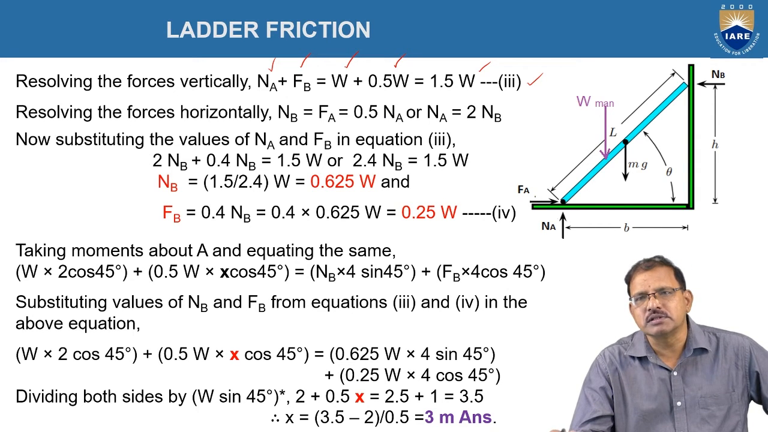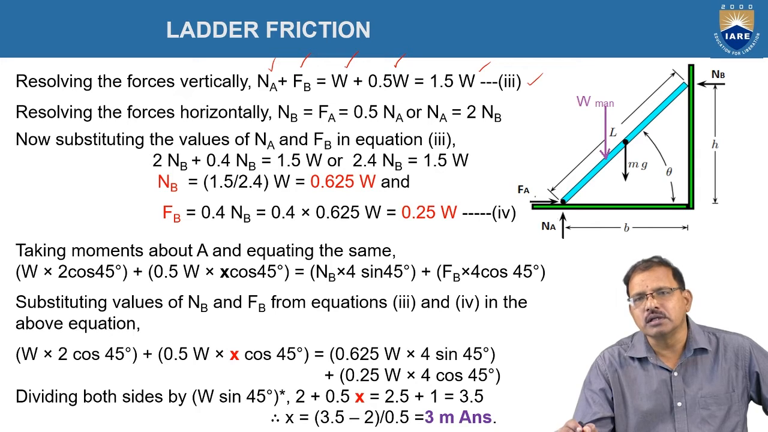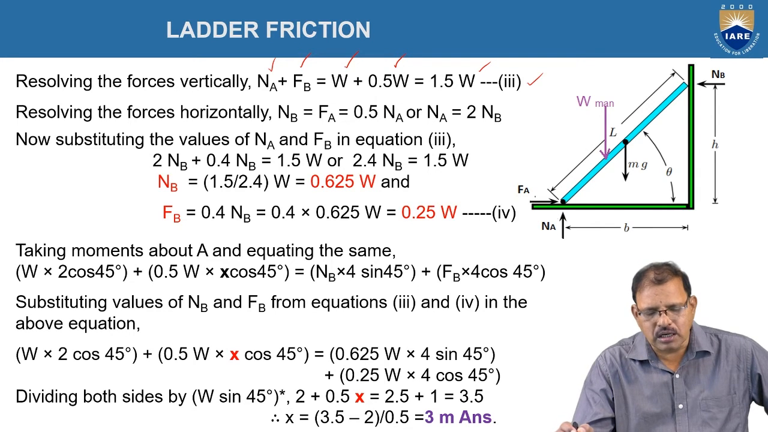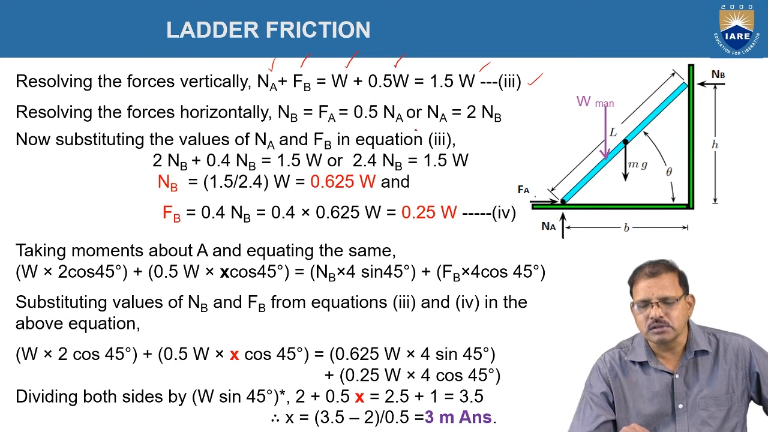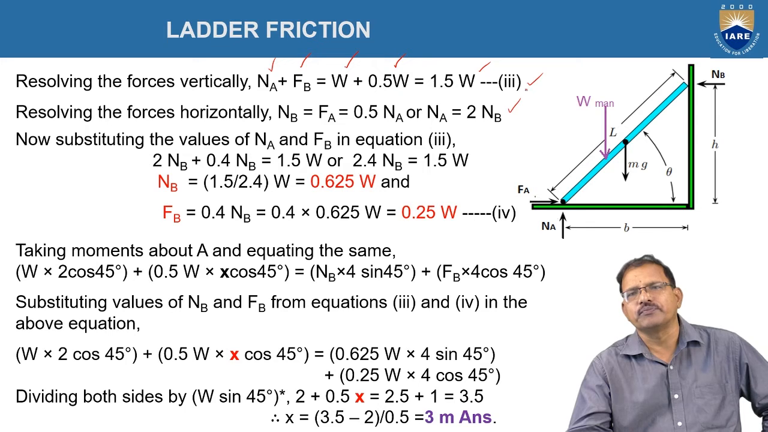Similarly, resolve the forces horizontally. NB is acting toward the left side, FA is acting toward the right side. Hence NB is equal to FA, but FA is equal to 0.5 NA, so NA is equal to 2 into NB. This is the relationship we got.